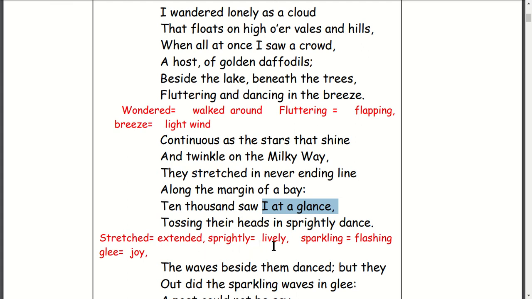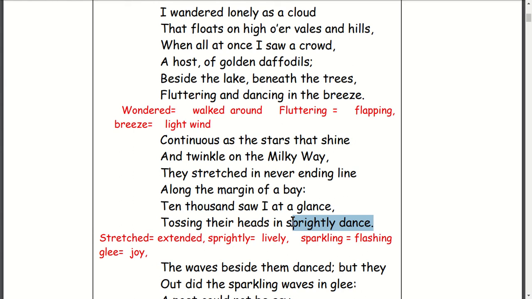Tossing their heads, moving their heads in sprightly dance. Their dancing was very sprightly. Sprightly means lively, active, energetic. Generally, if you open a Nepali television nowadays, there are some youths. How do they dance? Most of you have seen there. Some are dancing, and their dance is very sprightly here.